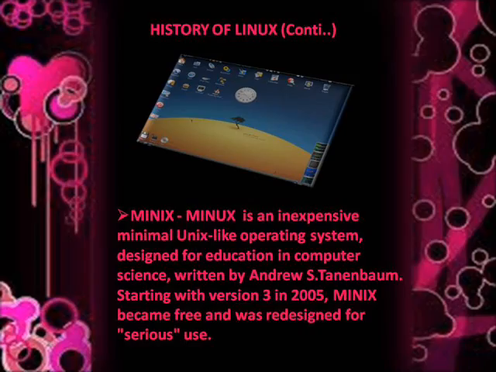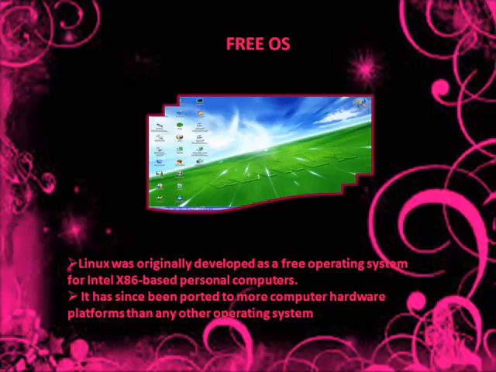History of Linux. Minix. Minix is an inexpensive minimal Unix-like operating system designed for education in computer science, written by Andrew S. Tanenbaum. Starting with version 3 in 2005, Minix became free and was redesigned for serious use. Free OS. Linux was originally developed as a free operating system for Intel x86-based personal computers. It has since been ported to more computer hardware platforms than any other operating system.